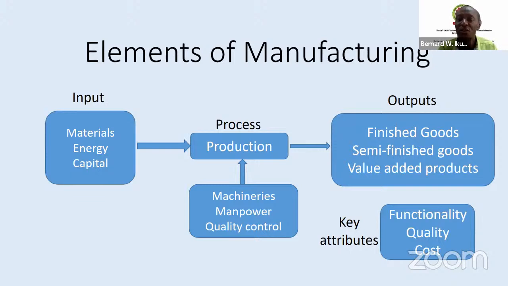And the key attributes in all this, one is functionality. So whatever it is that you manufacture must function as expected, or at least to some satisfactory level. And the quality must also be as per the requirements, maybe by the user. Then costs must be affordable. So these are issues that manufacturers have always got to contend with, to ensure that whatever they manufacture is acceptable to the users in terms of functionality, quality, and cost.